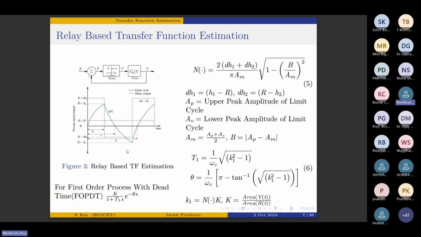But this plant can be a first order plant, a second order plant, or any order plant. We can approximate that plant using this kind of transfer function.